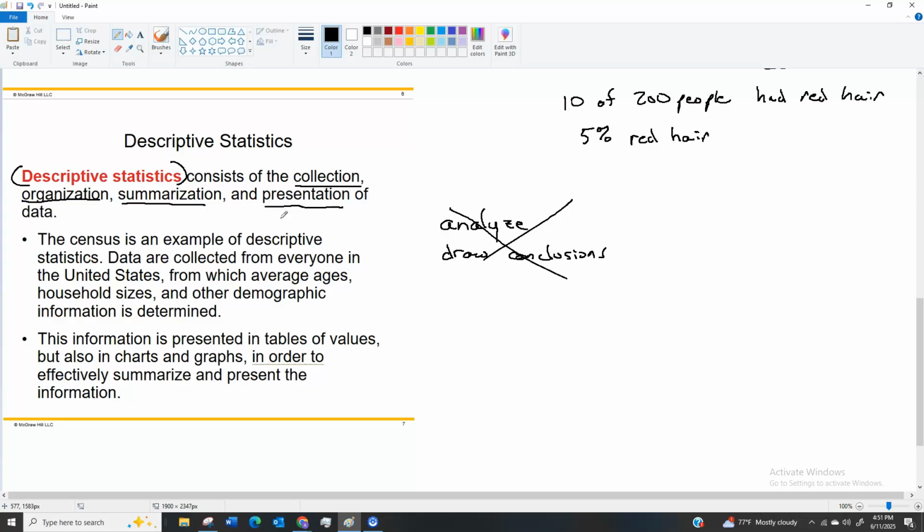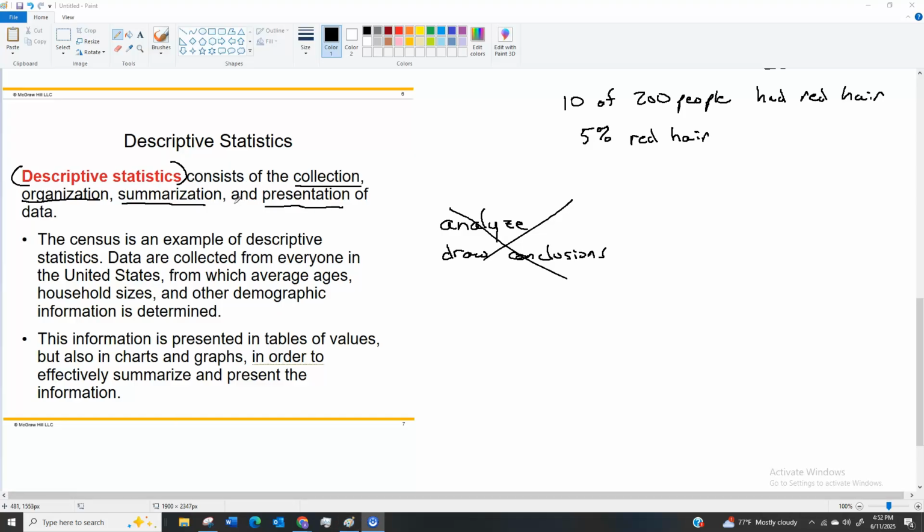And so a couple examples of that would be the census. So the data is collected and then it's just presented. Now that doesn't mean that later people can't analyze it, but the researchers don't analyze it. The researchers just collect it and present it. They organize it, summarize it, present it. You might present it in tables, you might do charts and graphs, but that's it. That's where it stops.